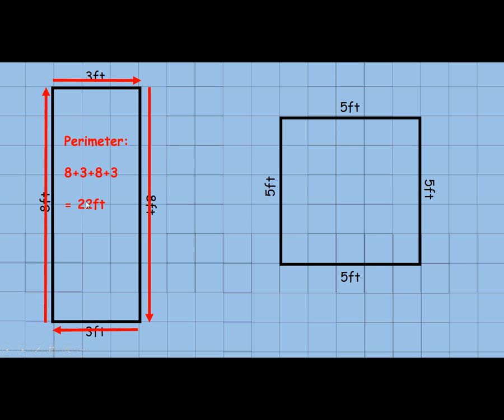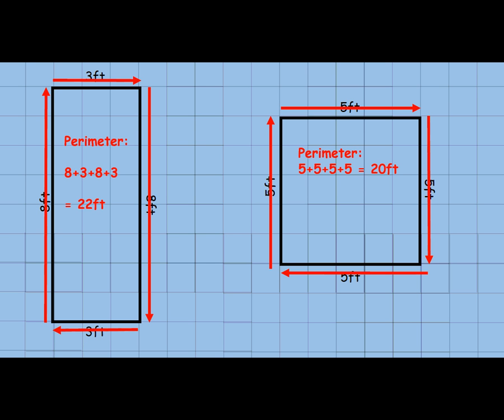To find perimeter, super easy. Just add up the lengths of the sides: 8 plus 3 plus 8 plus 3, and we get 22 feet for the perimeter of the room on the left. When we do the room on the right, we have to add up the sides: 5 plus 5 plus 5 plus 5, and we get 20 feet for the perimeter. So that's one way we measure how large something is.